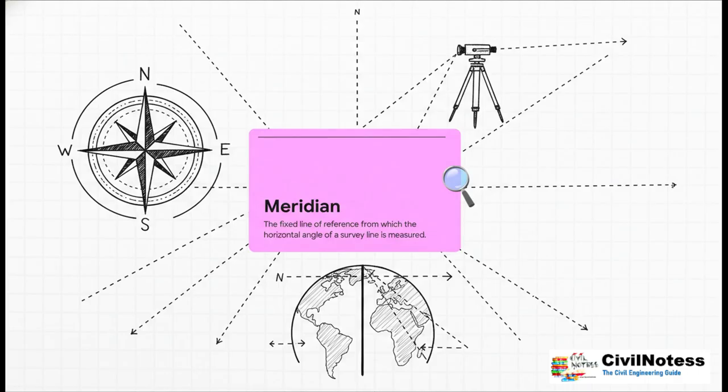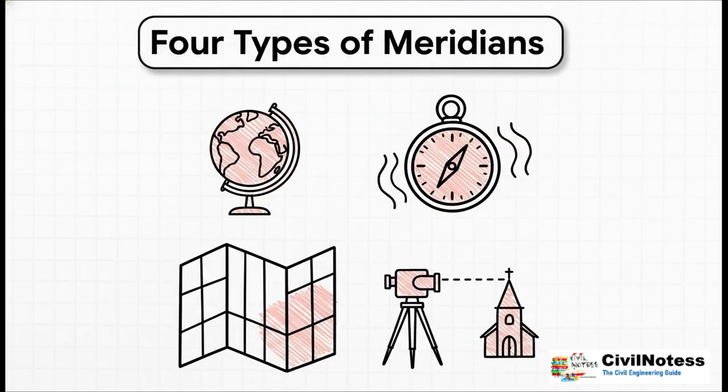But here's where it gets interesting. It turns out there's more than one north, and picking the right one for your job is totally critical if you want your survey to be accurate and make any sense. So, in the world of surveying, we've got four main types of meridians we work with. Each one has a very specific job and is used in different situations. Let's break them down one by one.